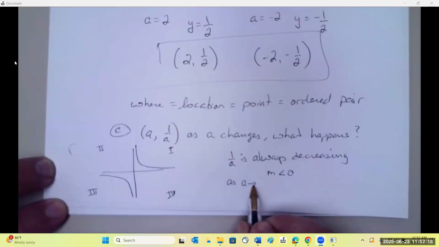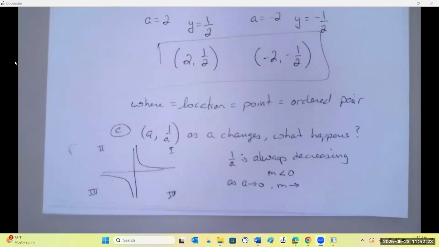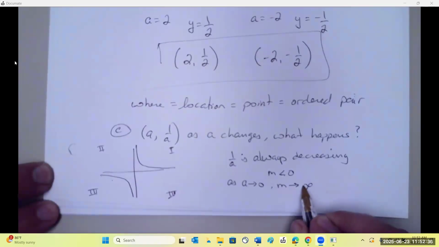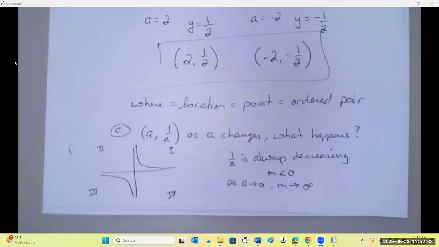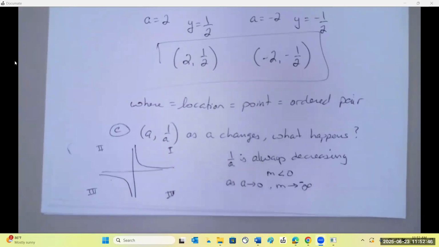As A approaches 0, the slope approaches what? Is it positive infinity or is it negative infinity? Because the slope itself is a negative slope. So since it goes all the way down there, it's going to be a vertical line, which is an infinite slope.